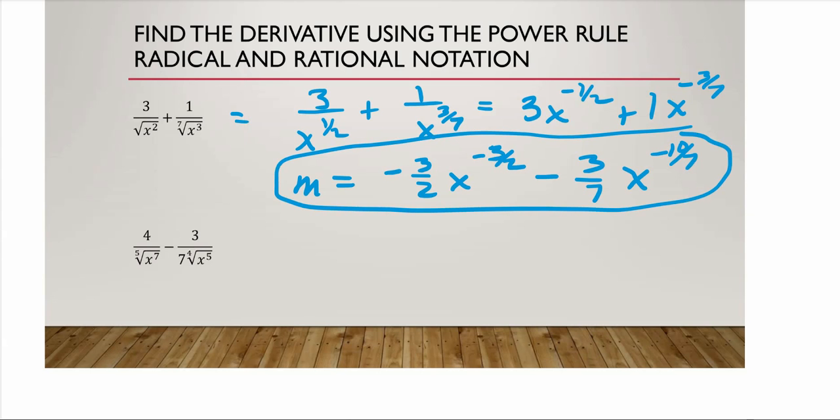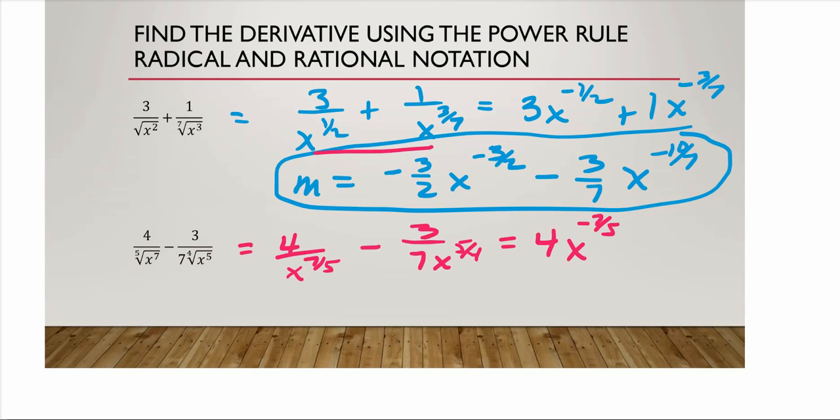Okay, the last one, let's rewrite it. And some of you will be able to skip this step, but I won't do that. 4 over x to the 7/5 minus 3 over 7 x to the 5/4. All right, let's shove the x's up. 4x to the negative 7/5 minus 3/7 x to the negative 5/4. So now let's take the derivative.